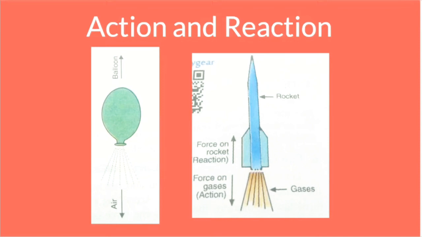Likewise, the rocket in figure B also works on the principle of action and reaction. Here, hot gases are produced from rapid burning of fuel due to the downward force exerted by the rocket on the air. The gases in turn exert an equal and opposite force on the rocket, pushing it in the upward direction.